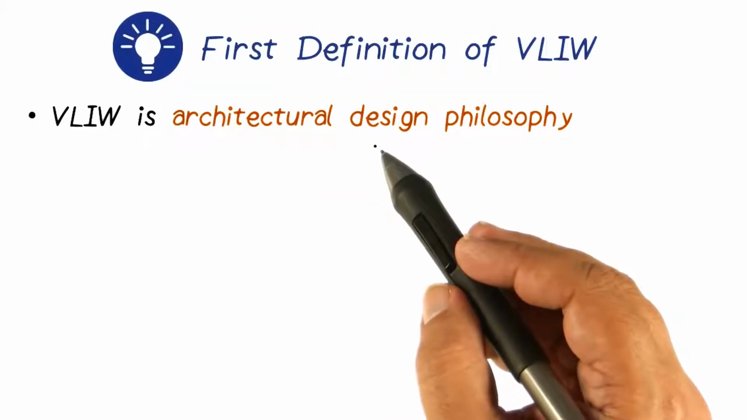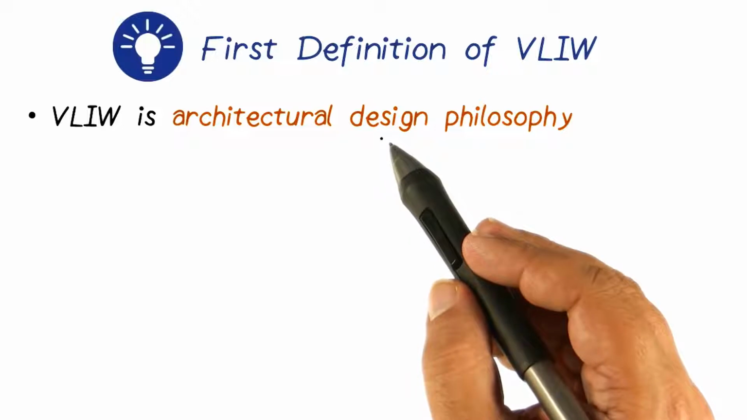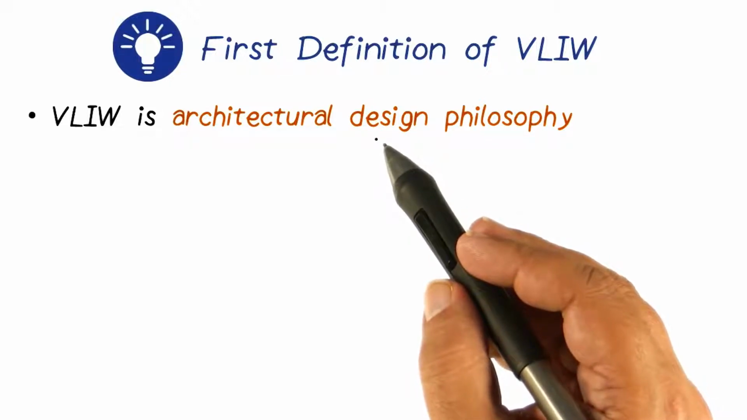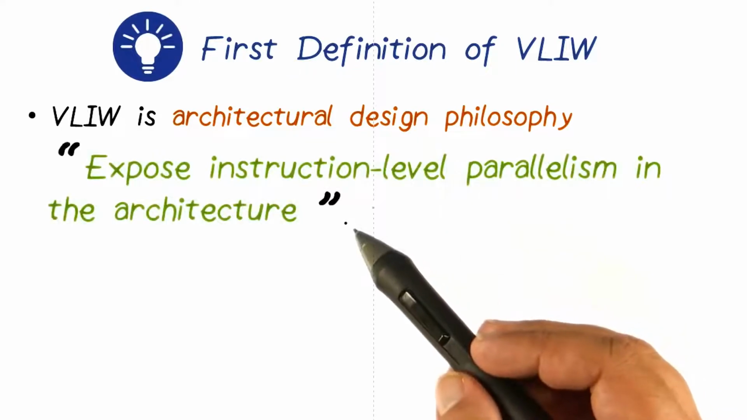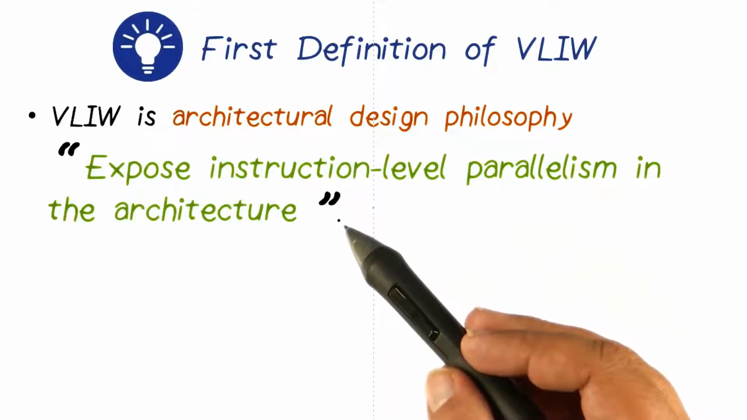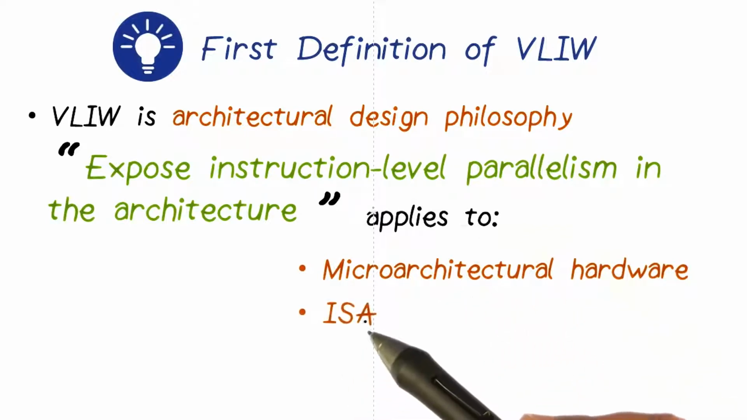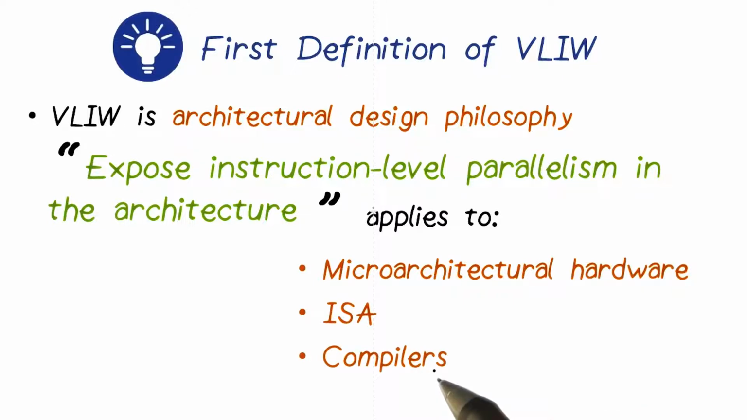These different limitations of RISC as well as CISC in fact lead to VLIW. VLIW is an architectural design philosophy, and the key idea is to expose the instruction level parallelism in the architecture by applying it to the microarchitectural hardware, to the ISA or the instruction set architecture, and finally to the compilers.